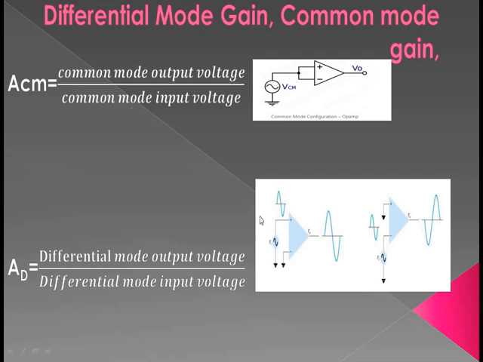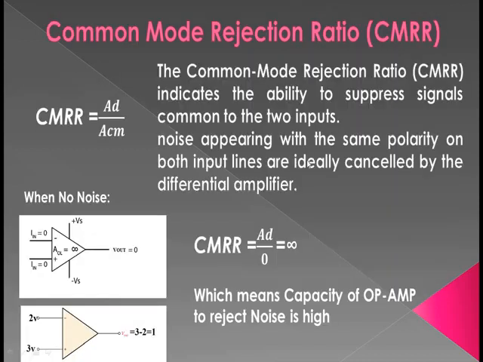Similarly, if the input to the op-amp is different, meaning here one input is 0 volt and the other input is sinusoidal, then at the output of the op-amp we get the amplified output. Differential mode gain is the differential mode output voltage divided by the differential mode input voltage. Common mode rejection ratio equals differential mode gain divided by common mode gain.